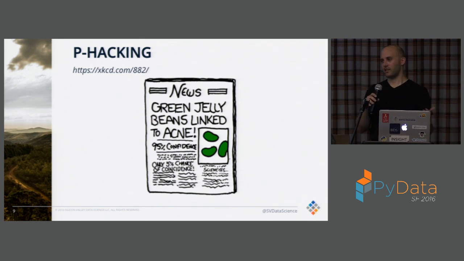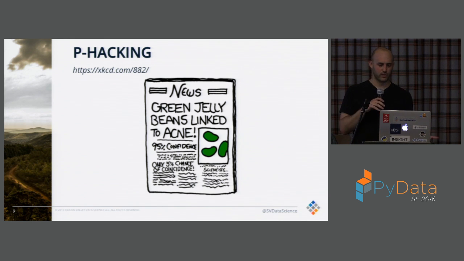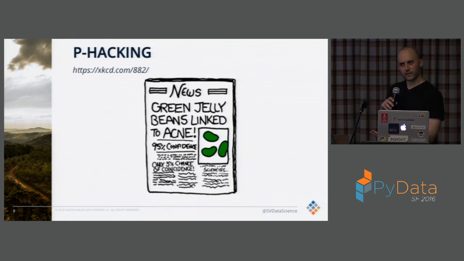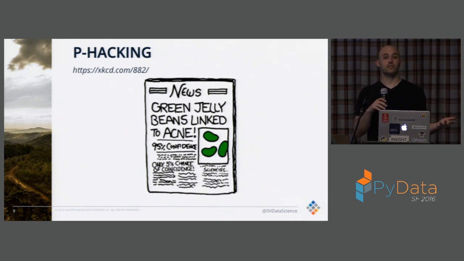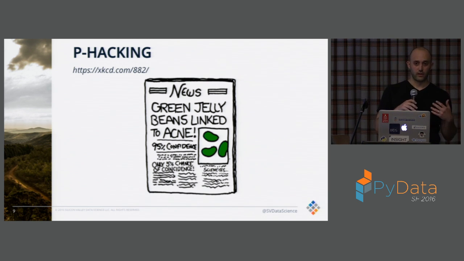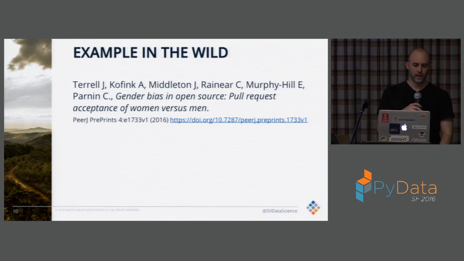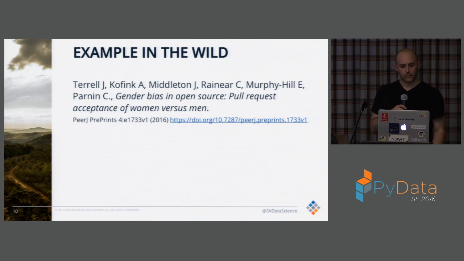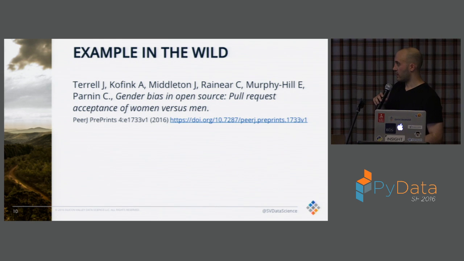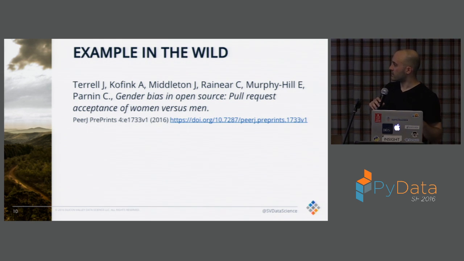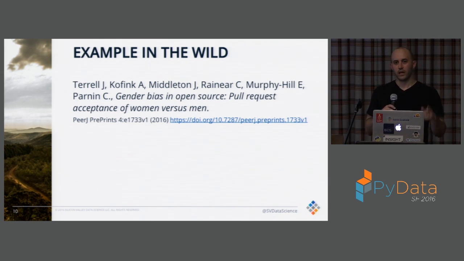Everyone loves to point at that and say, clearly that's wrong, we shouldn't be doing that. And I think people who are aware of this might be lulled into a false sense of security about their own analysis. So let's look at one that's slightly more subtle than this egregious case. And it's one that's found in the wild. So here is a paper called Gender Bias in Open Source, a pull request of acceptance of women versus men. And it's in this PeerJ link.